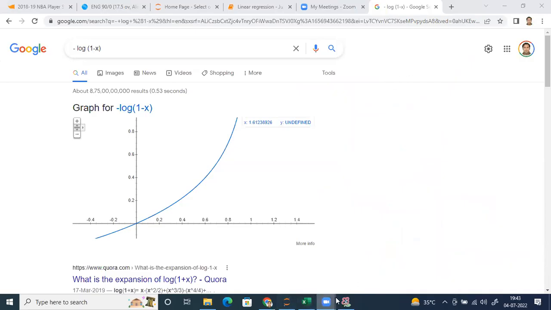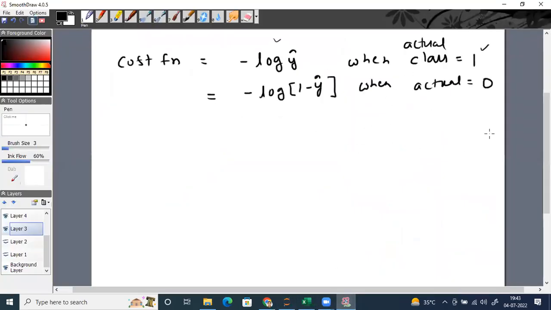Sorry, this one. This is why this equation has been written. Yes, sir. Okay, and we can combine this as well. We can combine this as well like this.